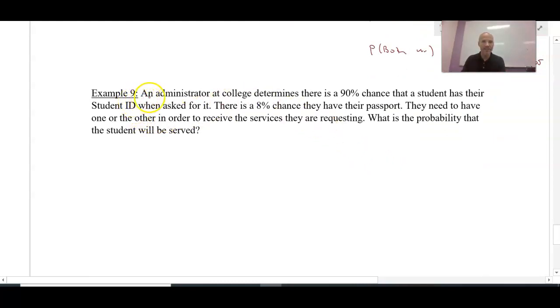Okay, example 9. An administrator at a college determines there is a 90% chance that a student has their student ID when asked for it. There is an 8% chance they have their passport. They need to have one or the other in order to receive the services they are requesting. What is the probability that the student will be served?